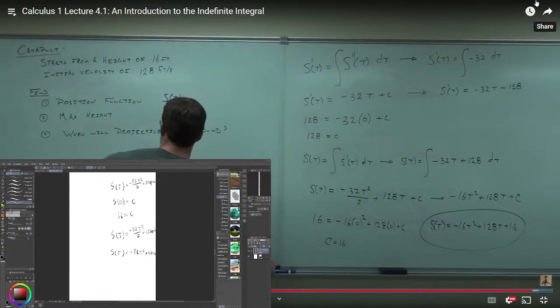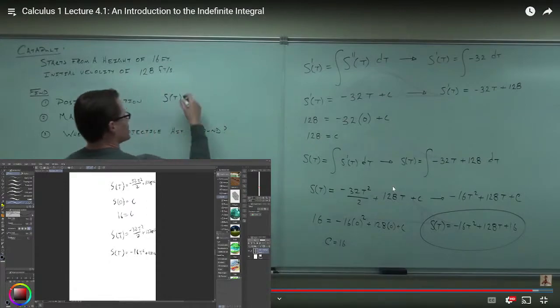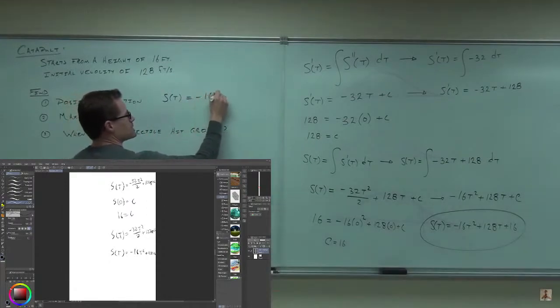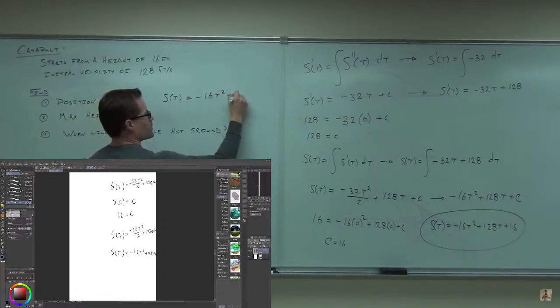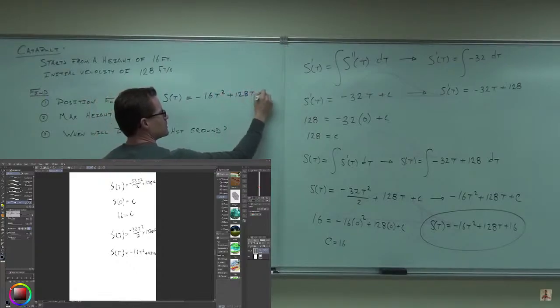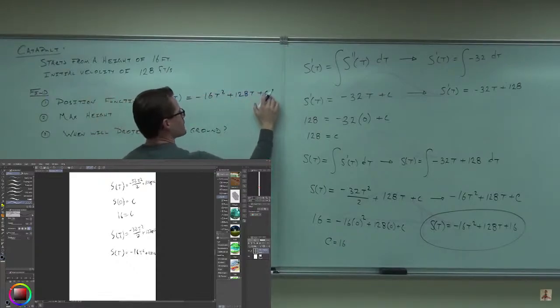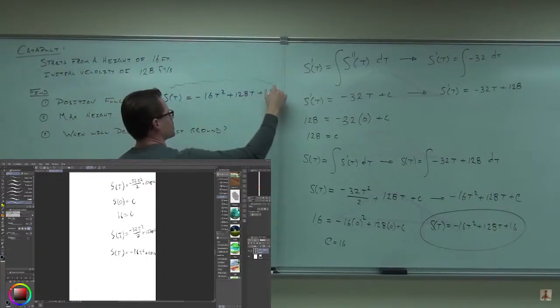Now we're almost done. We have the first part, we've got this. We know that this is equal to negative 16t squared plus 128t plus c. In our case, c was 16. Okay, part 1 done.